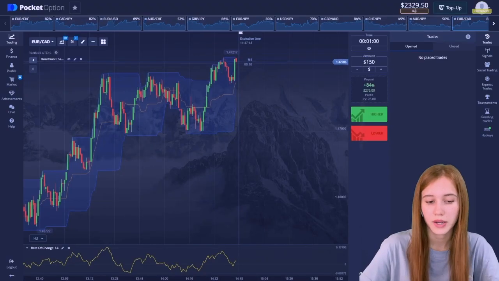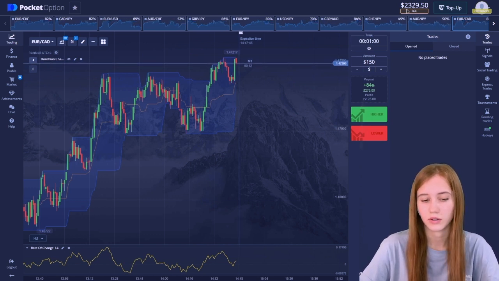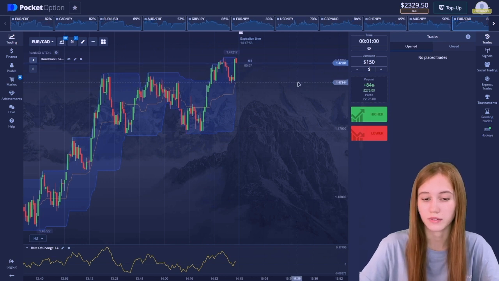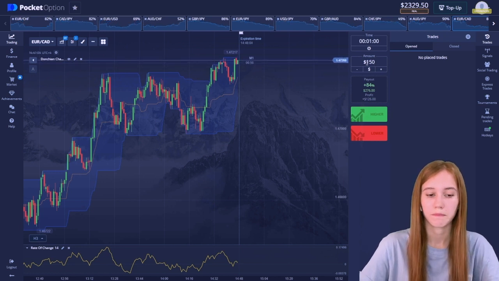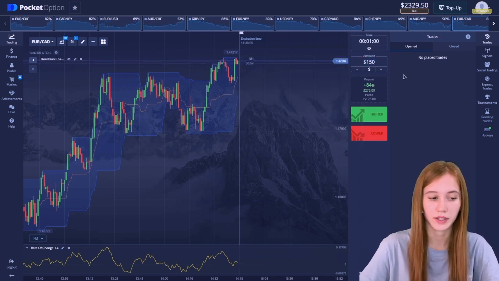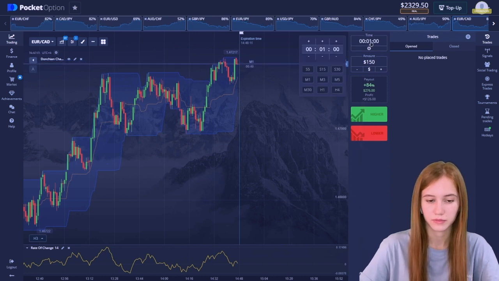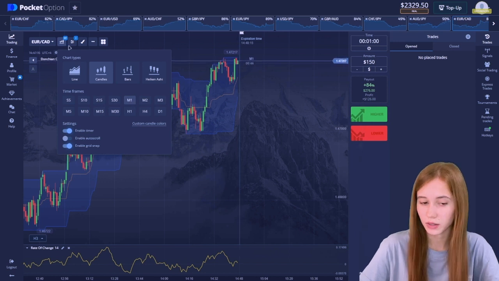So let me remind you that our balance was almost $1,000. At the moment we have $2,329, more than 2 times. Let's also talk about our settings and what we used today. The deal amount was $150. We traded on minute trades. Our settings were a minute time frame and candles.